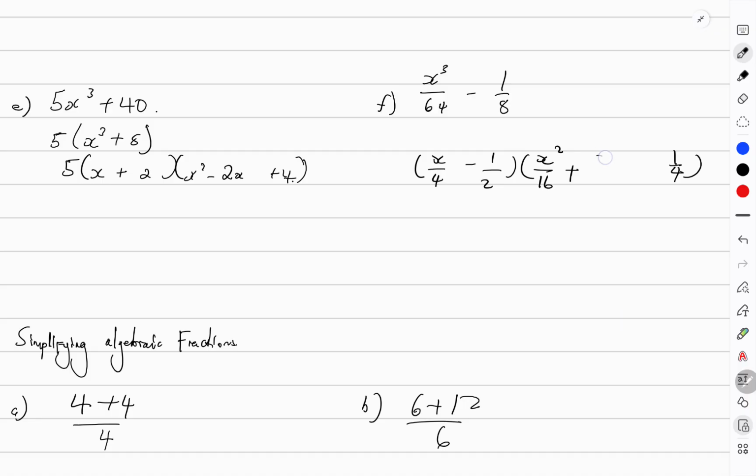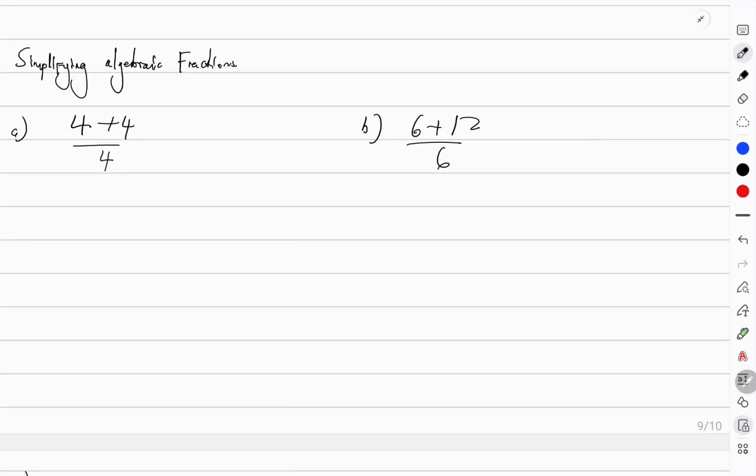What is x times 1? I'm going to have an x. What is x 2 times 4? 2 times 4, I'm going to have an 8. Then here I'm going to have a plus. That becomes my answer. Right, simplify the following algebraic fractions.